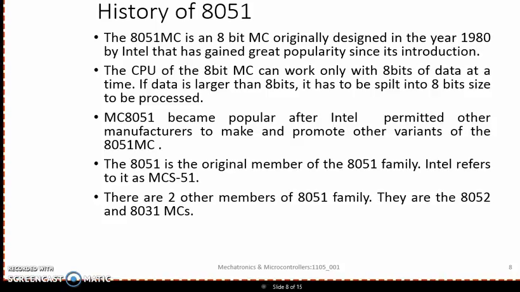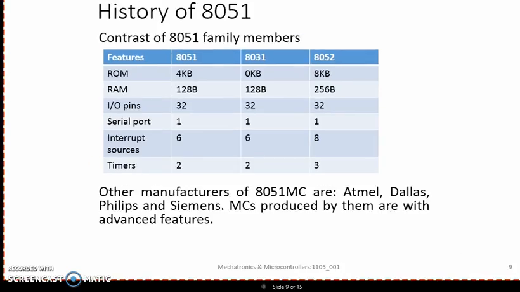microcontroller. The original member of 8051 family is referred to as MCS51. There are two other variants of 8051 microcontroller, namely 8052 and 8031. Here is a table which lists out the different 8051 family, that is 8051, 8031 and 8052, the different features present in each of the microcontroller. Apart from Intel, you have Atmel, Dallas, Philips and Siemens also producing 8051 microcontrollers with different advanced features present in them.